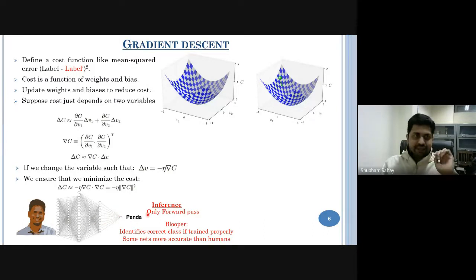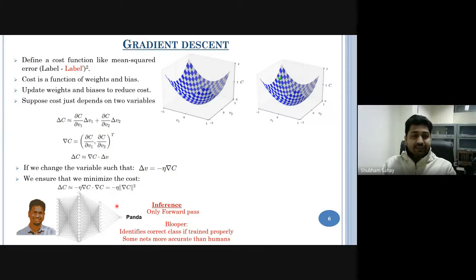So the thing is, if you train these networks properly, if you adjust the weights of a neural network properly during training, then during inference you are sure that whatever image you give it, it will classify it into a particular family, and that family would be the true family. I mean, it will perform really well in that application.